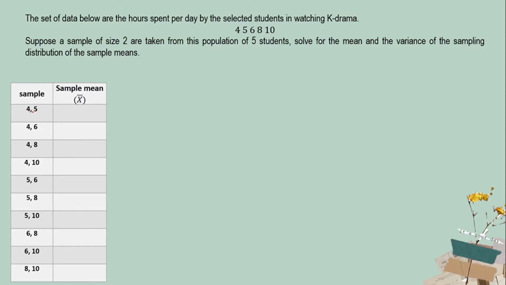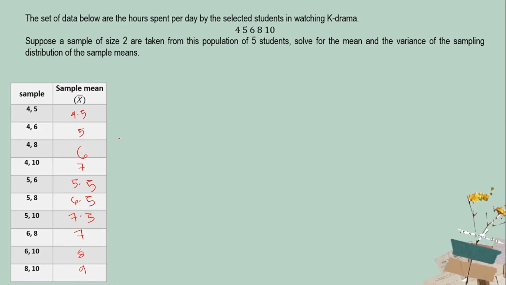So 4 plus 5 divided by 2 is equal to 4.5. 4 plus 6 divided by 2 is 5. 4 plus 8 divided by 2 is 6. 4 plus 10 divided by 2 is 7. 5 plus 6 divided by 2 is 5.5. 5 plus 8 divided by 2 is 6.5. 5 plus 10 divided by 2 is 7.5. 6 plus 8 divided by 2 is 7. 6 plus 10 divided by 2 is 8. And 8 plus 10 divided by 2 is 9. So these are the sample means.